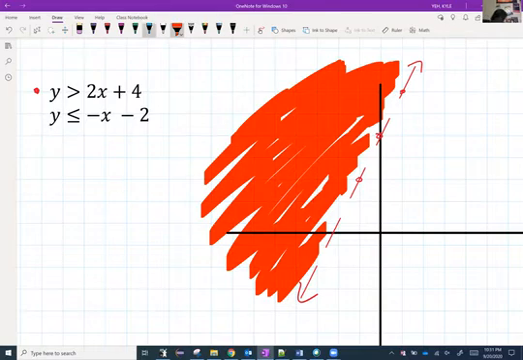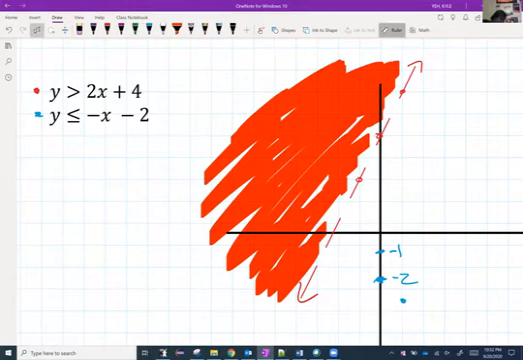Let's do my second one. So my second one, I'll graph in blue. Y is less than or equal to negative x minus 2. So I'm going to go down 2. My graph got a little misaligned, but that's okay. So we'll say this is negative 1, this is negative 2, negative x, so down 1 over 1.